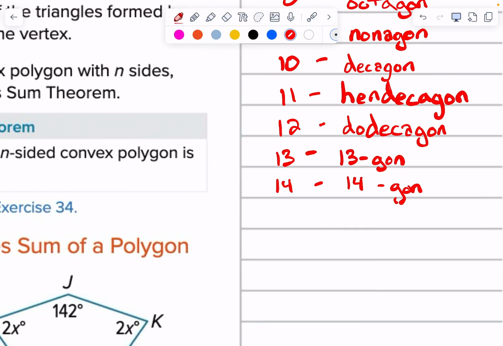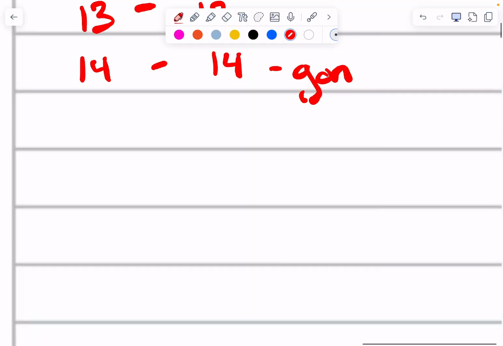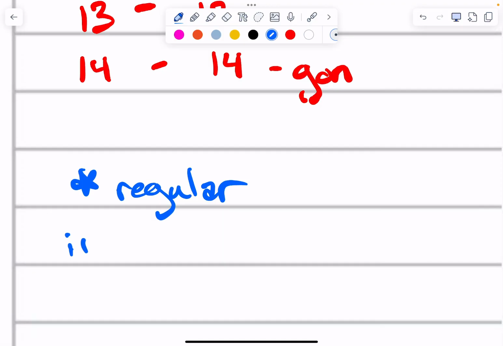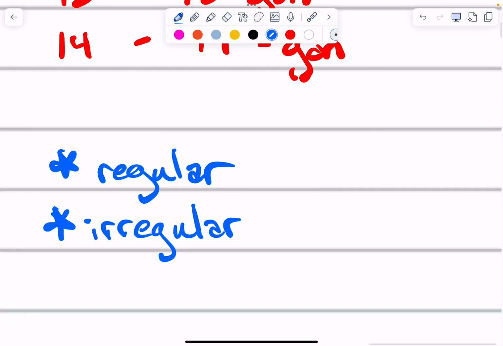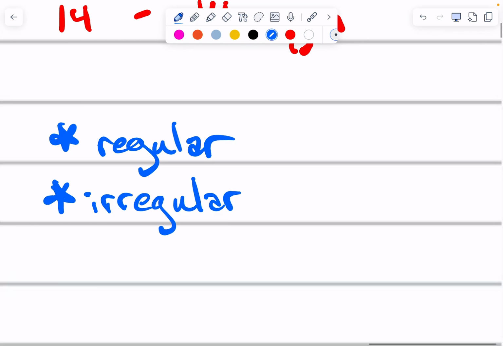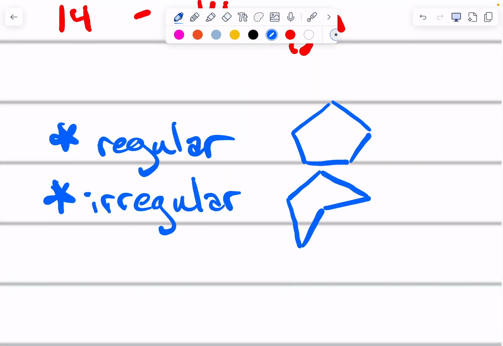Now, I also want to introduce something to you. We have something called regular and irregular. Let me put little stars by them. For example, if I have a pentagon that has 5 sides, I will try to draw a regular pentagon, and I will draw an irregular pentagon.